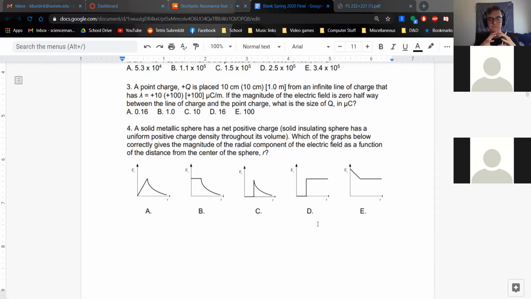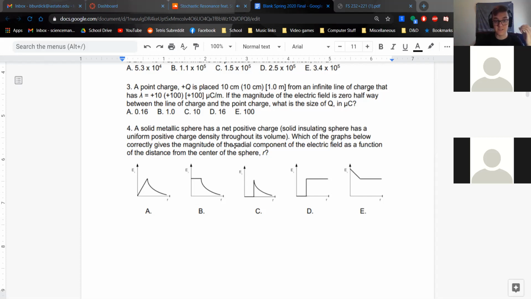If you draw a Gaussian sphere inside of the sphere, so it's sitting inside, then the enclosed charge inside of there is zero. And that's really the reason why the E field inside of a conductor is zero everywhere, because all of the charge sits on the outside. So that's the idea. And then once you're outside, it's going to behave just like a point charge. So it falls off like 1 over r squared, which is why we have this shape right there. So C is the correct answer.